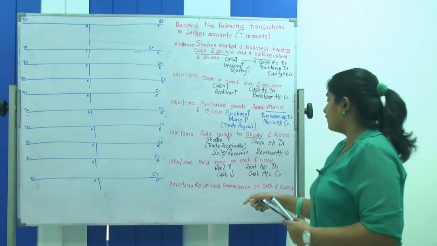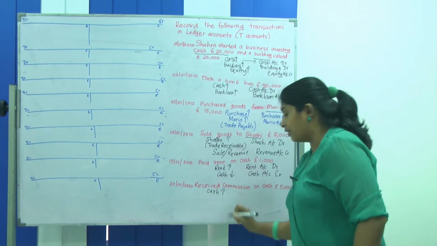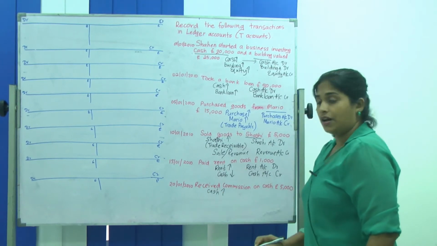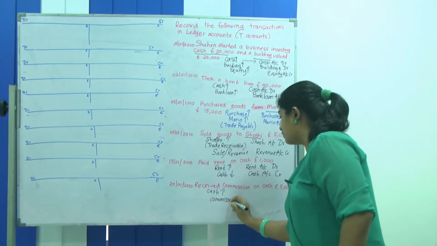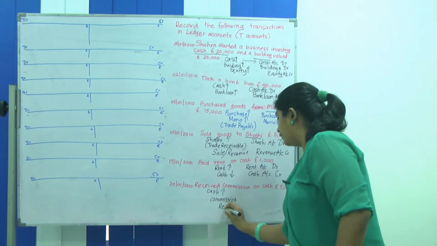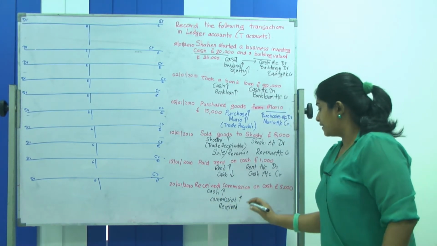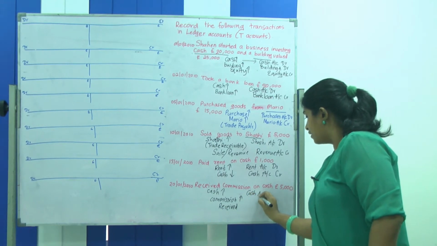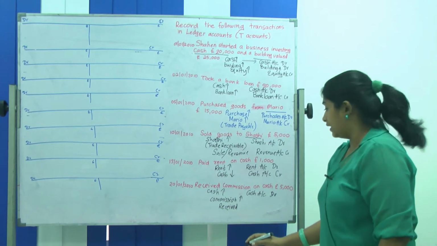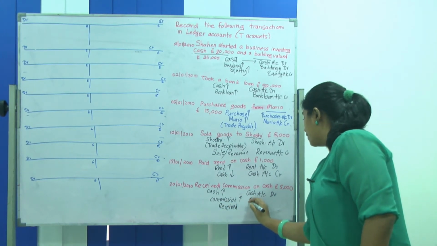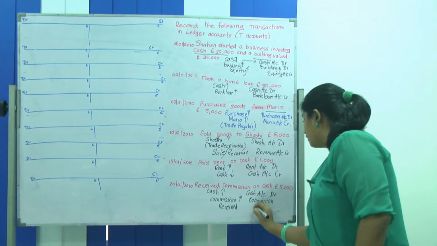Last one, you are receiving commission in cash. So when you receive cash, cash will increase in the business and you are receiving commission. That means you are creating an income called commission received. That account will be increased as well. Okay. So cash is an asset. So when an asset increases, it will be debited. So the cash account will be debited. Commission received is an income, so the commission received account will be credited.